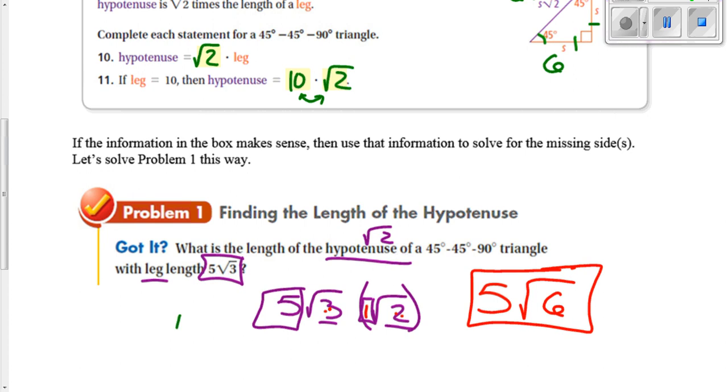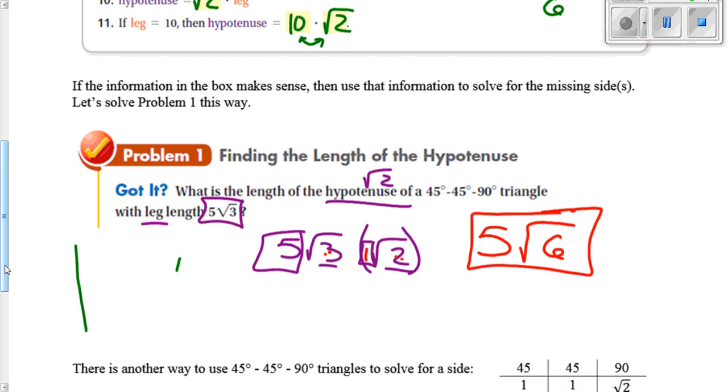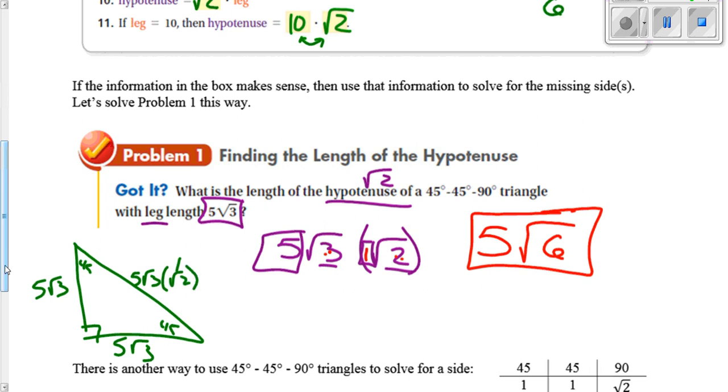Okay, so I went ahead and did the leg times radical 2 to give me the length of the hypotenuse. Some of you can think like that. You could have drawn a diagram, 90, 45, 45. So therefore the leg is 5 radical 3, 5 radical 3. So this one has to be 5 radical 3 times radical 2, just to get a visual.